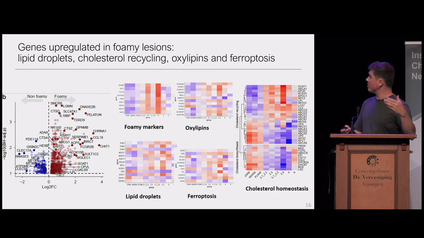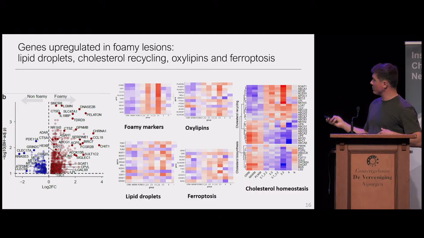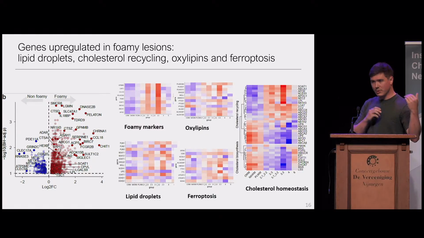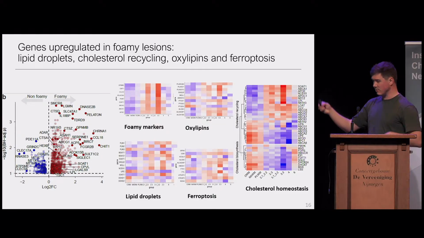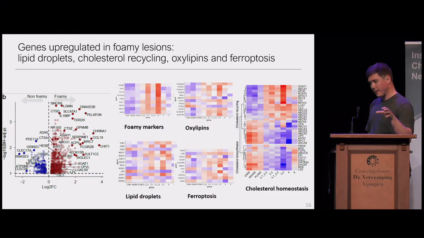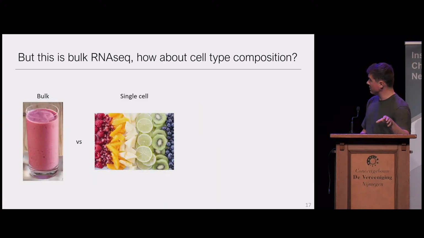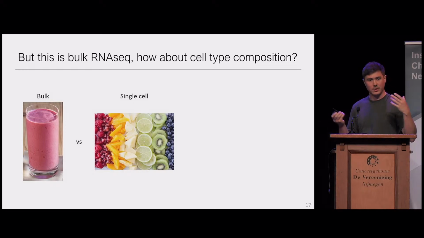So we see genes upregulated in the formation of oxylipins, lipid droplets, lipid peroxidation, and cholesterol homeostasis. We see a shift from synthesis to recycling. So that really matches closely our lipidomics analysis. However, as Bart already mentioned, the bulk analysis has its limitations, in that we lose the spatial and cellular resolution of our analysis.